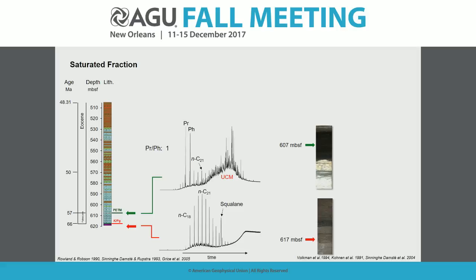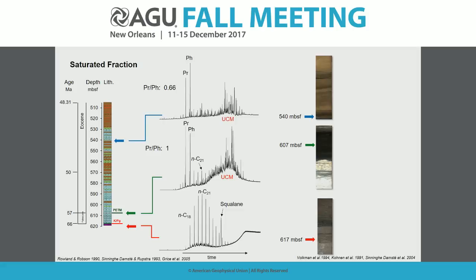The samples from the PETM are characterized by isoprenoids, pristane and phytane, with a relatively low ratio, which geochemists interpret as anoxic conditions. And the samples from the upper part of the Cenozoic also have low pristane/phytane ratios. Just note the UCM here, because I'll show you how we actually deconvoluted that in a moment.